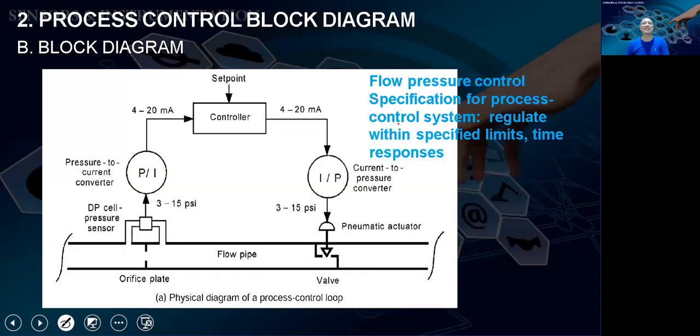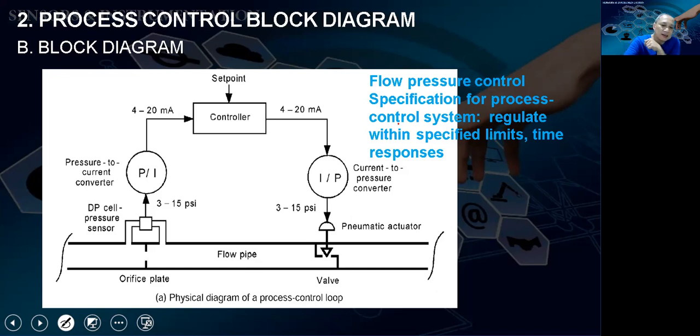Okay, this is another example of a block diagram. This is to control the flow of some liquid, in a flow pipe. If there's a pipe here, it doesn't matter what the liquid is, maybe vapor, maybe gas. It doesn't matter. This block diagram is to control the flow rate, I would say.